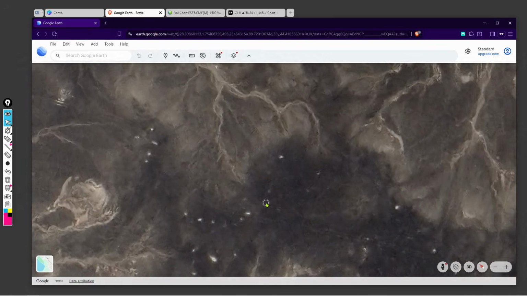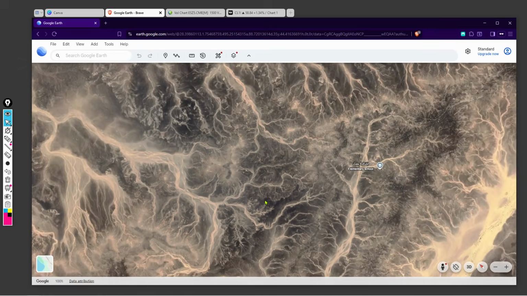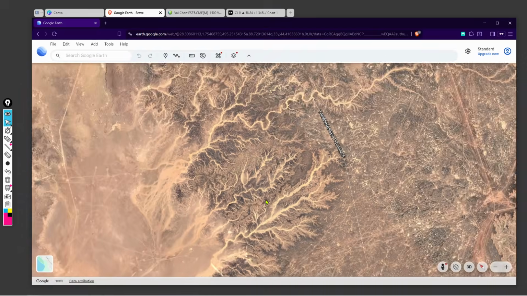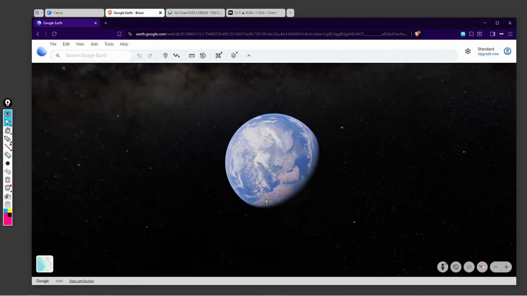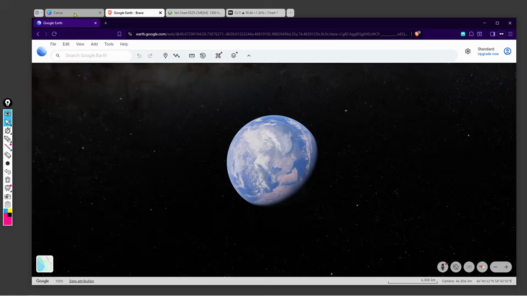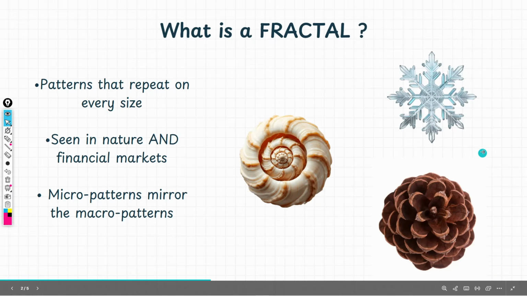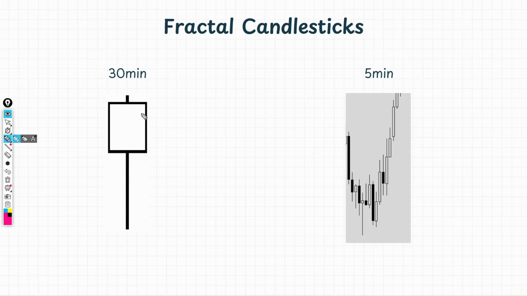So if I slowly start zooming out, you notice that it's the exact same thing no matter what scale you look at it from, right? Everything is a fractal. How does this apply to markets? Well, first let's talk about candlesticks.